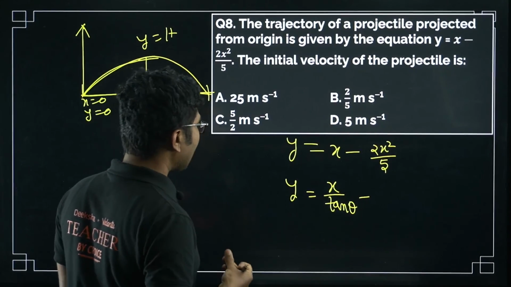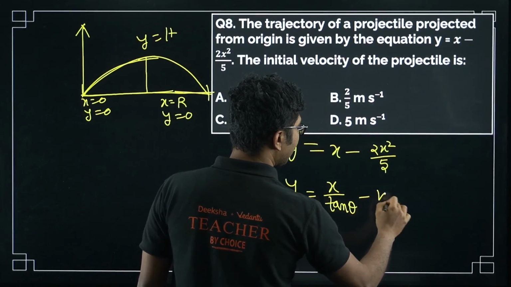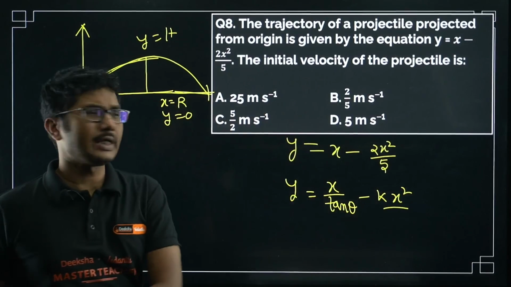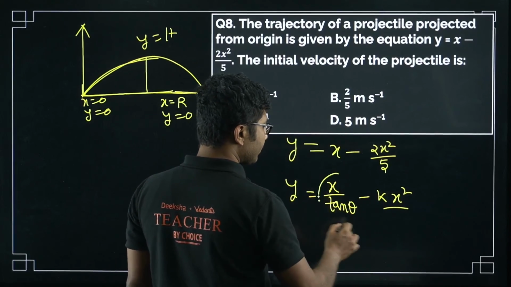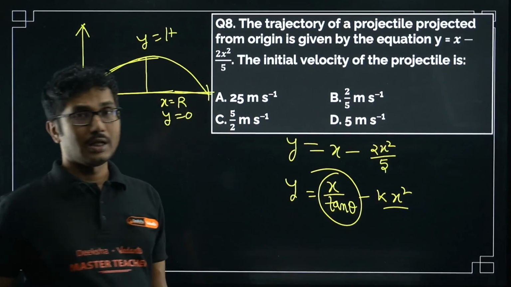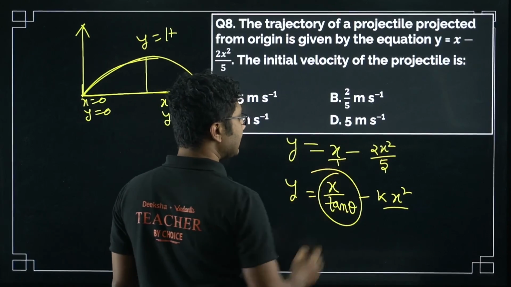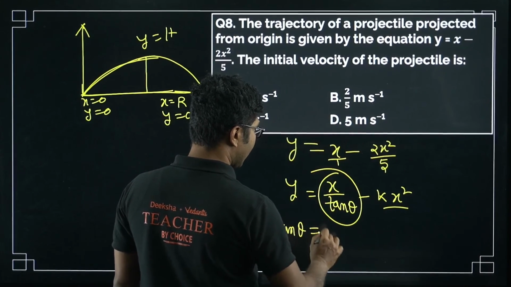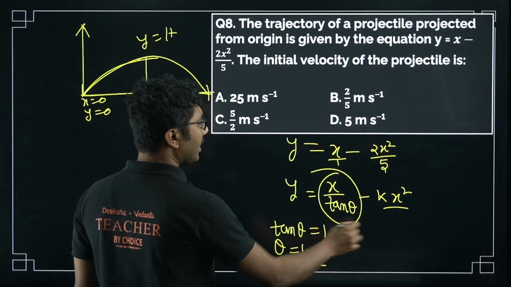Also there is some constant into x square. If you remember the value of the constant you can use it directly, but if you don't, you at least have to remember the constant term involved with x. So this is multiplied by tan theta, and as you can see here it is 1, so tan theta is equal to 1, that means theta is 45 degree. This information is required from this.